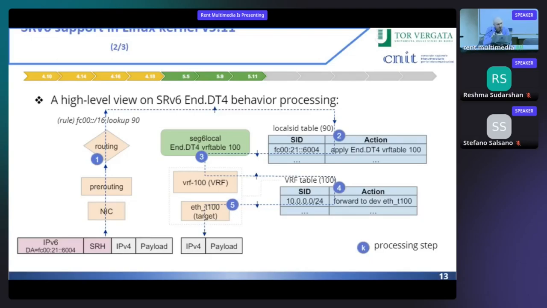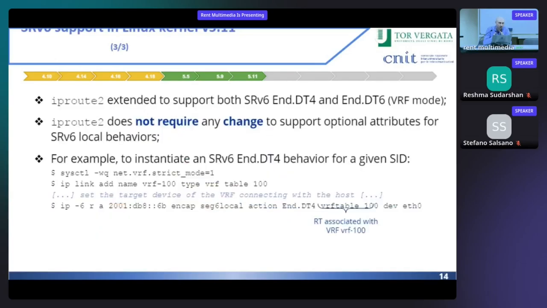As you may guess, iproute2 was extended to support both DT4 and DT6 in VRF mode. And this is a small snippet of code to show how easy it is to set up DT4. The first thing we need to do is to turn on the strict mode. Otherwise, you cannot use DT4.